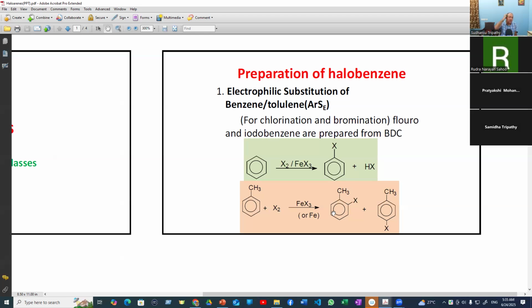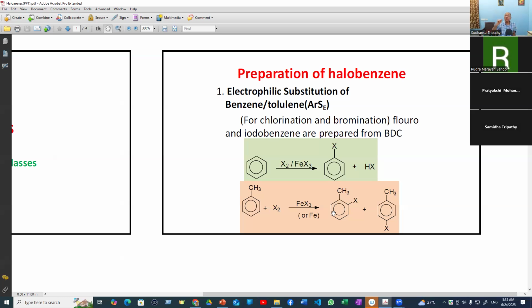Then in haloalkanes, we studied the SN mechanisms in detail: SN1, SN2, SNi, SN1 dash, SN2 dash, SNi dash, and elimination in detail: E1, E2, E1cB, syn elimination, Hofmann. All this we have studied. So we have studied 5 mechanisms in detail.